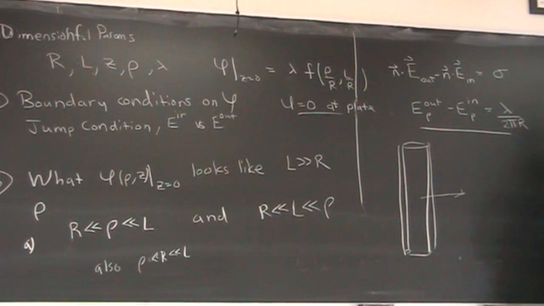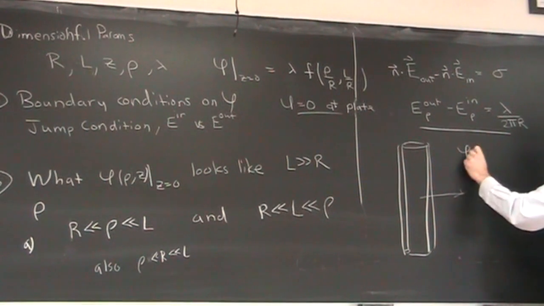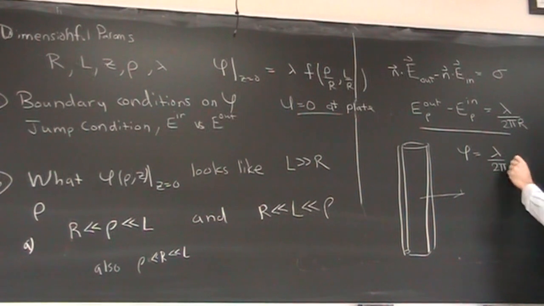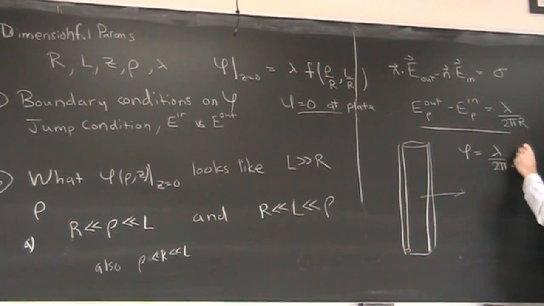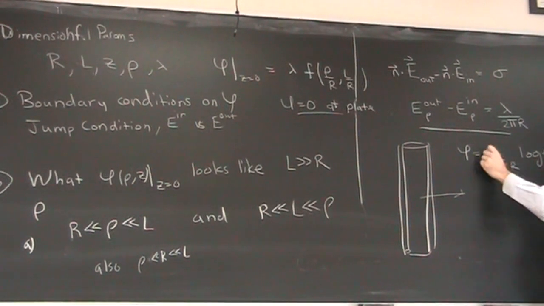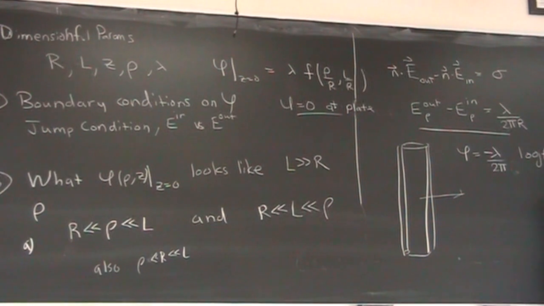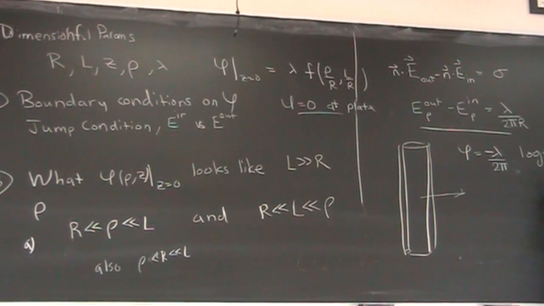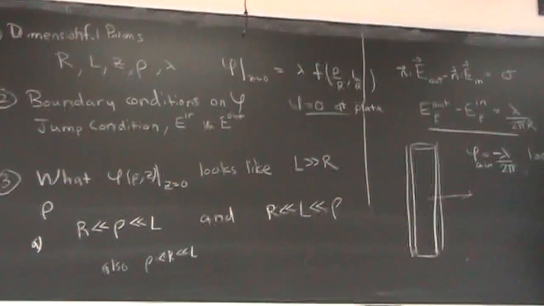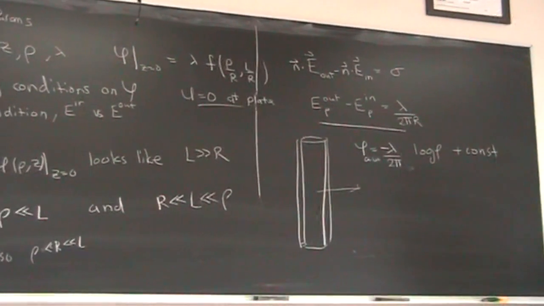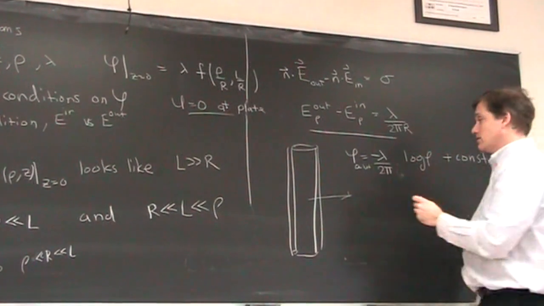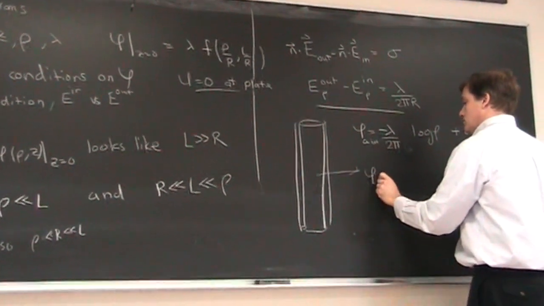You can use Gauss's law, okay? And you know that the potential just is lambda over 2 pi, the log of rho, phi equals minus lambda log rho outside. So you know that. And inside, of course, it's just a constant. You have a charged cylindrical shell. Inside the charged cylinder, you just get a constant potential.